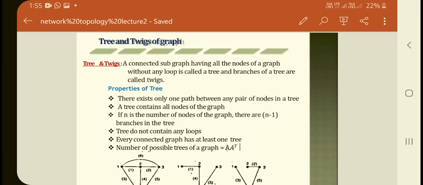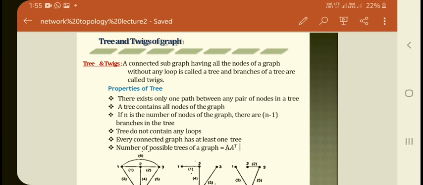Today we are going to discuss the continuation of the network topology. Yesterday we discussed the basics of network topology, and this lecture is an extension of that. Today we are going to talk about the tree and the twigs of the graph.